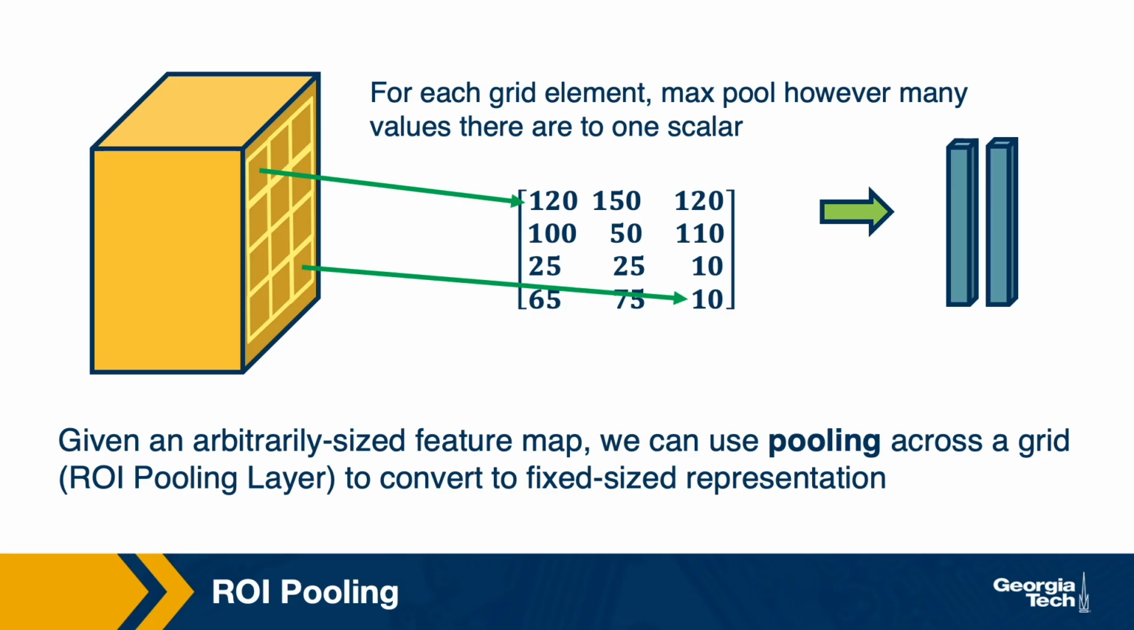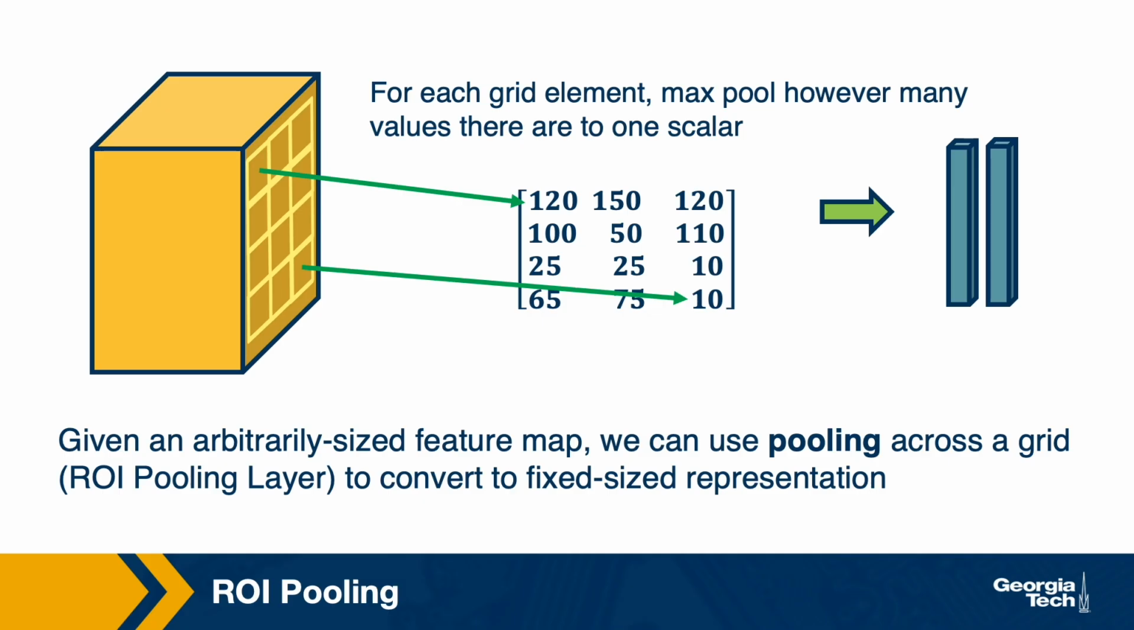What we're going to do is take whatever sets of feature maps and only take the part that corresponds to the particular crop in the input space, and we're going to grid it. So we're going to have a fixed number of grid elements. In this case, we'll have 4 by 3, so we'll have 12 grid elements.